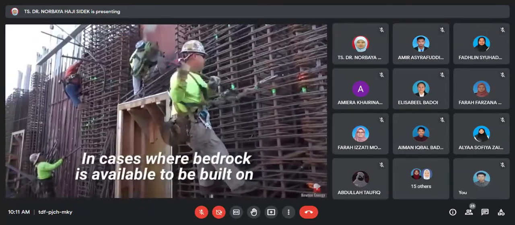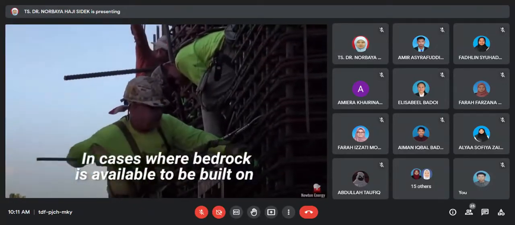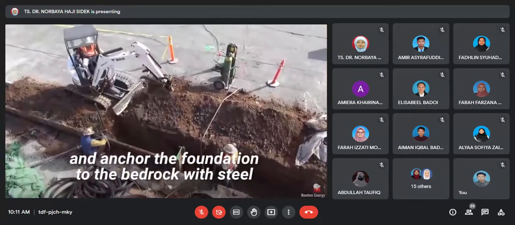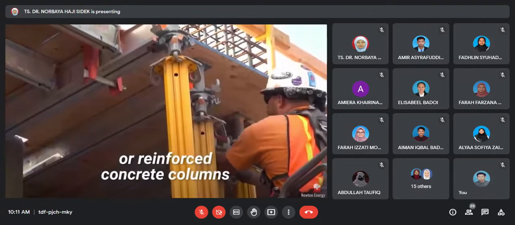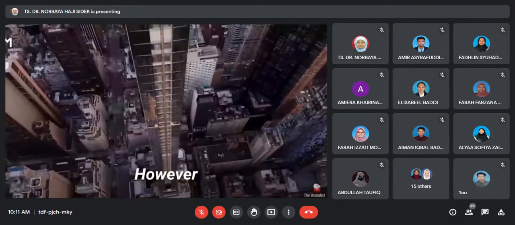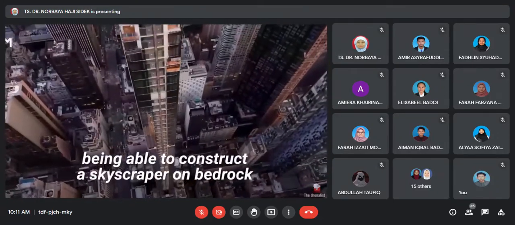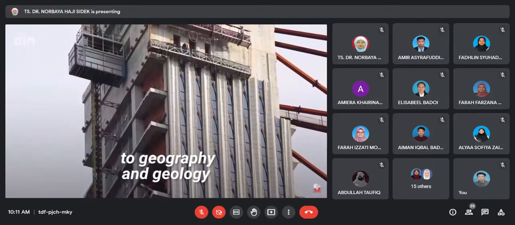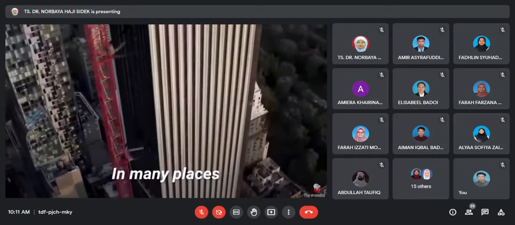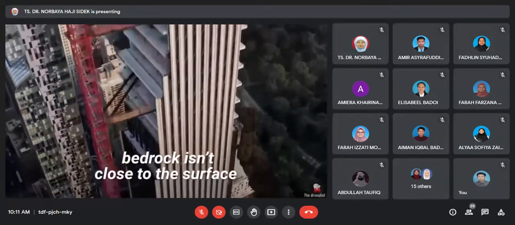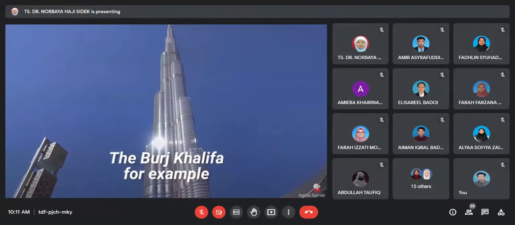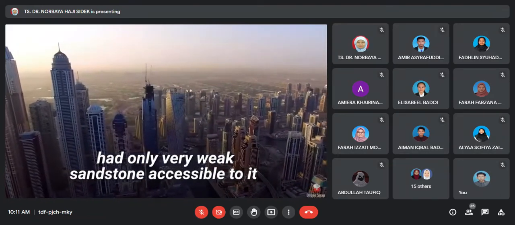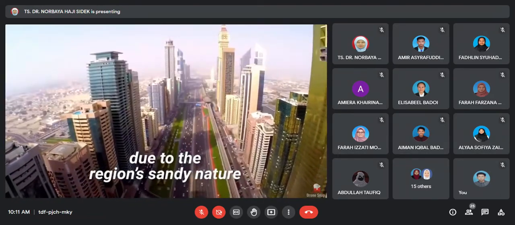In cases where bedrock is available to be built on, engineers will dig down to that level and anchor the foundation to the bedrock with steel or reinforced concrete columns. However, being able to construct a skyscraper on bedrock is something that is specific to geography and geology. In many places, bedrock isn't close to the surface. The Burj Khalifa, for example, had only very weak sandstone accessible to it due to the region's sandy nature.